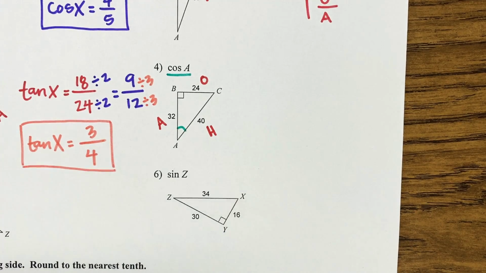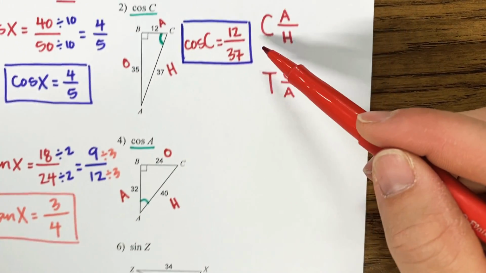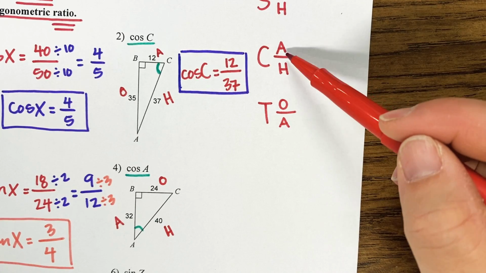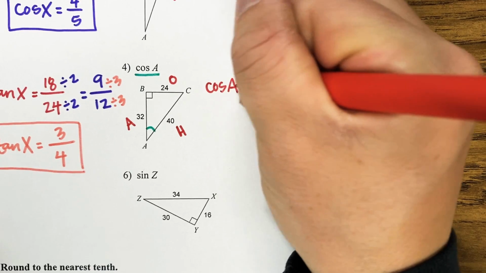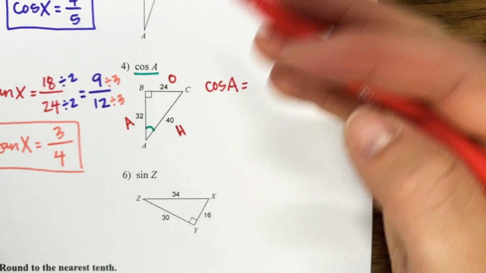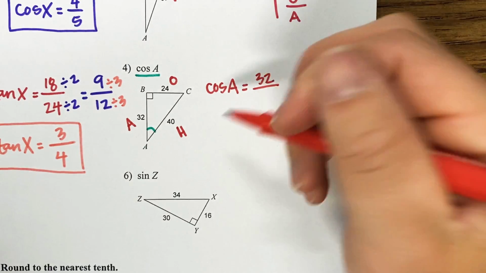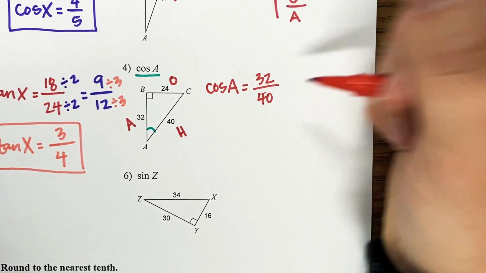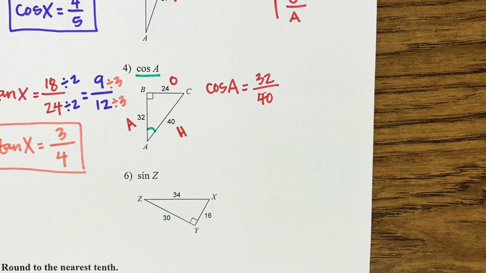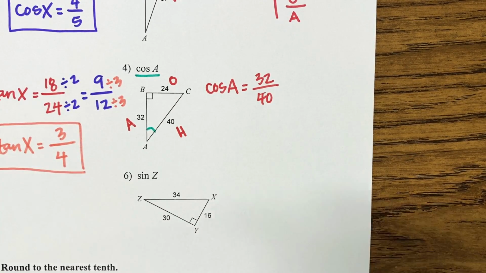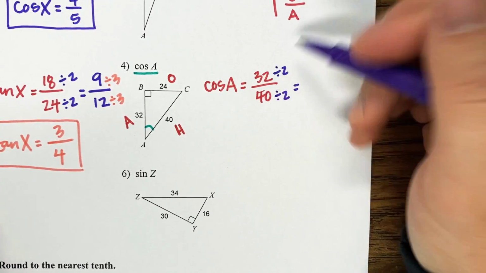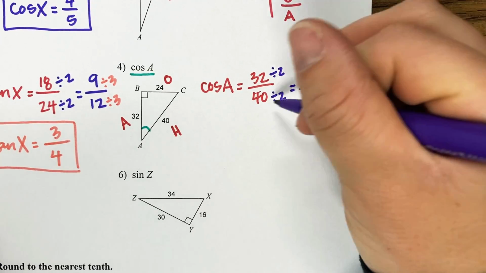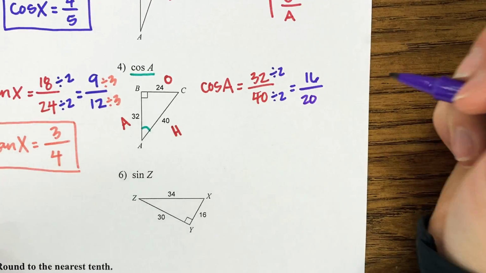Okay, so what two sides do we need with cosine? Cosine is adjacent over hypotenuse. So cosine of A equals adjacent, 32, over hypotenuse, 40. Okay, can we reduce 32 over 40 at all? Yes, we can. They're both even numbers, so we can divide them by 2. 32 divided by 2 is 16. 40 divided by 2 is 20.